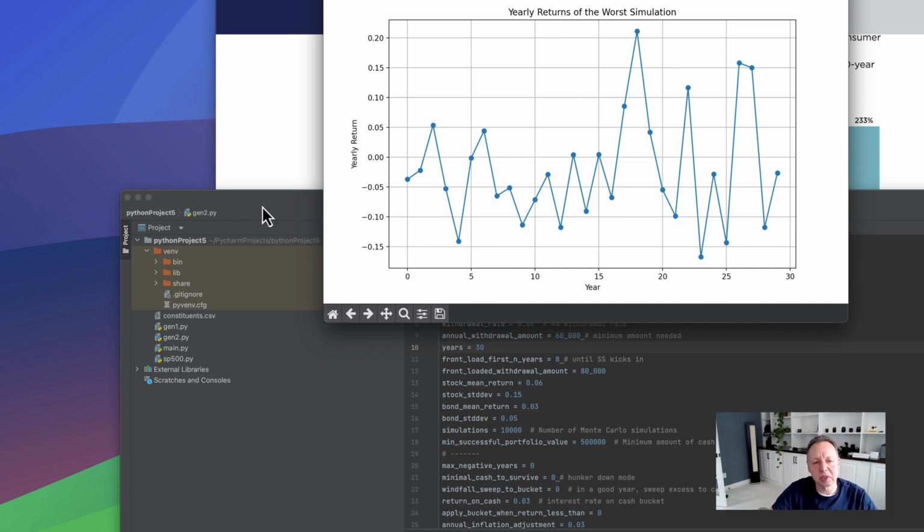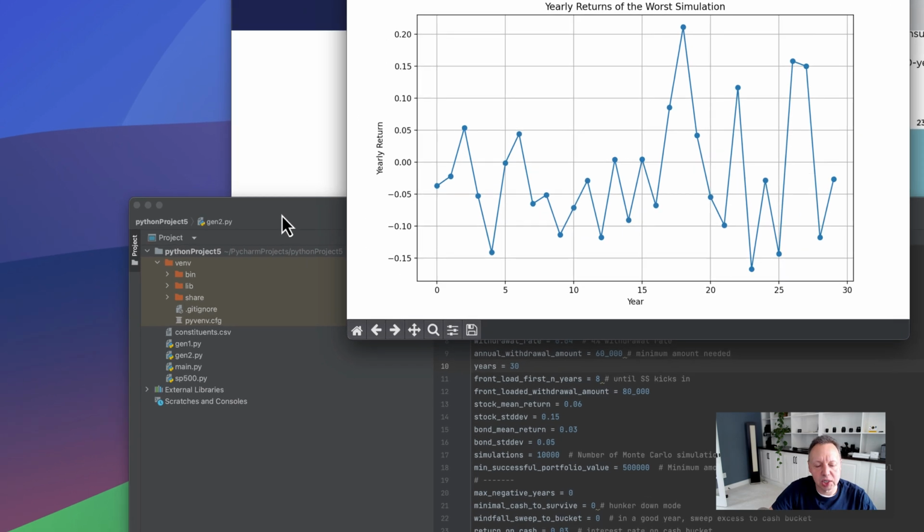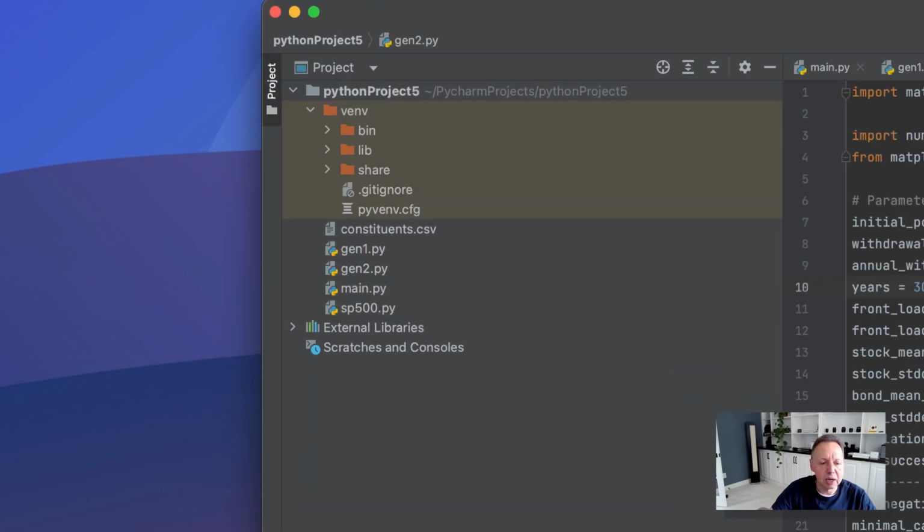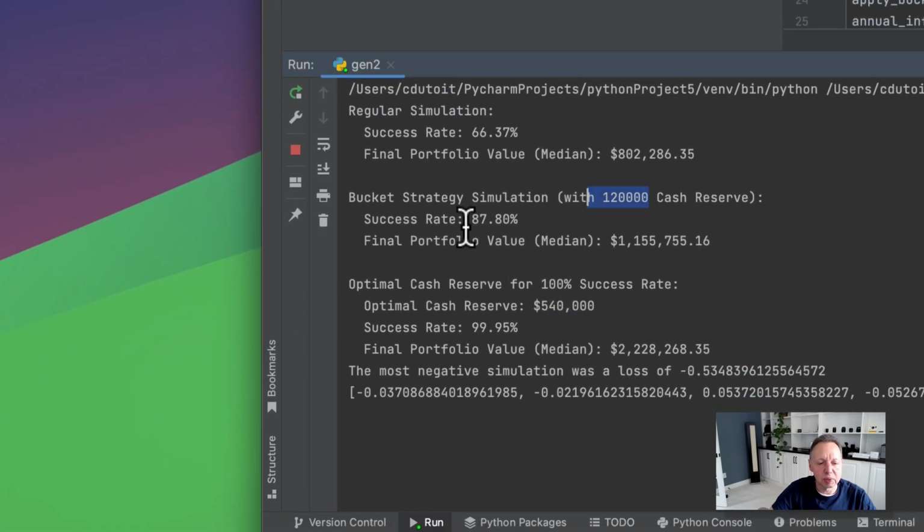Do you need 100% certainty? That's up to you, depending how well you want to sleep and knowing what a Monte Carlo simulation is actually telling you. But hopefully this will show you that you can find that happy balance between some cash, which takes you to 87%, to a chunk of cash that takes you to 100%, and you can find that balance in between.